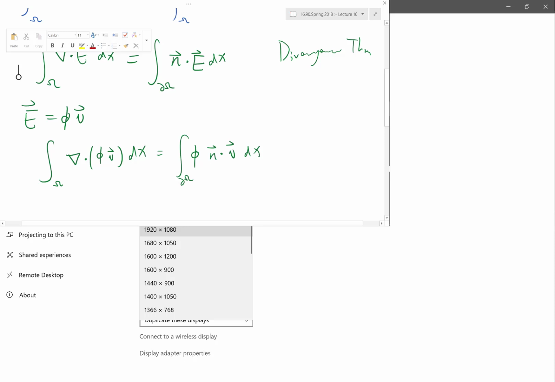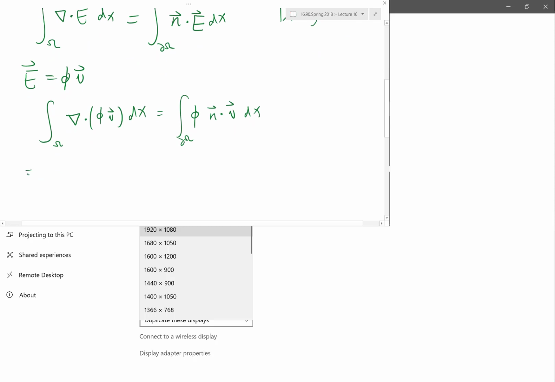How can I expand this part? This is the derivative of a product, so the product rule, but in this case it works like this. I have the gradient of the scalar phi dot with vector V. That's one term. Another term is what? Phi times the divergence of V.